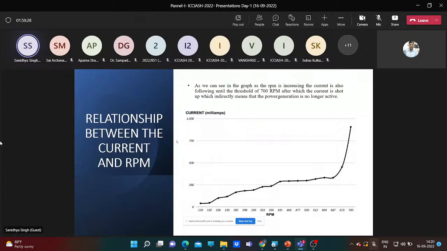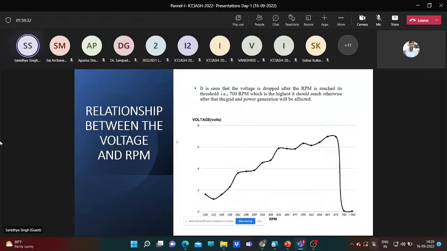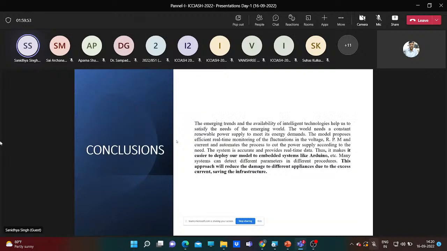So this is the graph plotted, and same as the relationship between voltage and RPM. We have plotted the same readings measured, and as you can see, voltage is steadily increasing, and after reaching 700 RPM, it will suddenly drop. So this is all we have concluded.